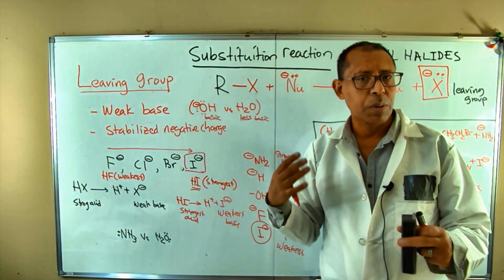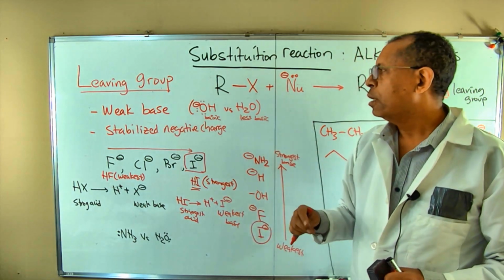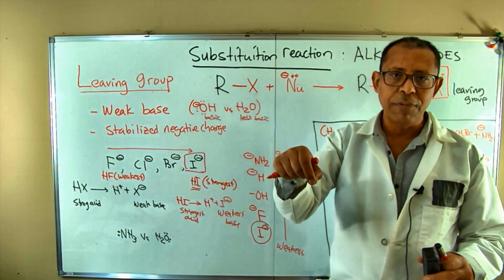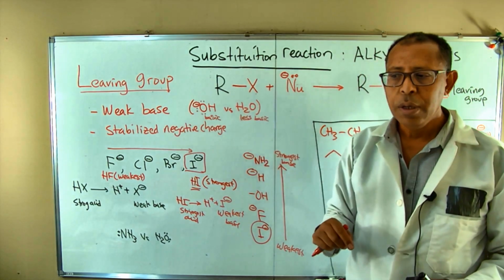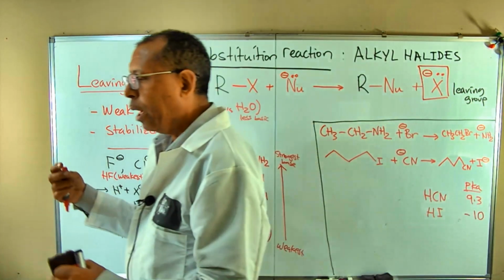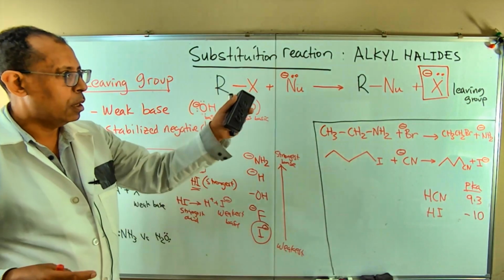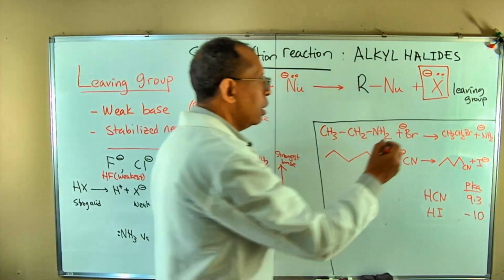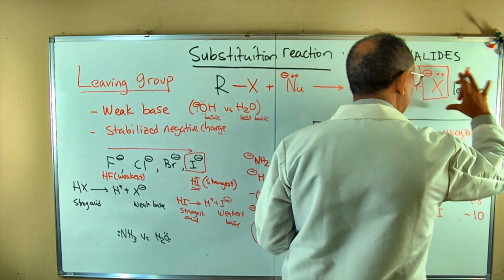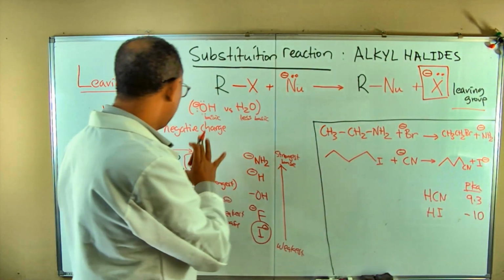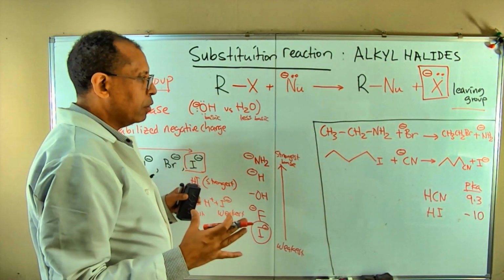That's the principle, or that is the idea we have. It cannot be replaced by a nucleophile coming in to attack and kick it out. So a weaker base is a good leaving group. So this is the general conclusion: the weaker the base, the better it is as a leaving group.